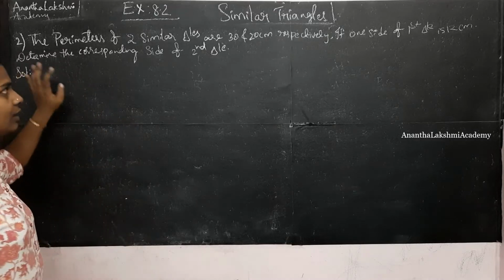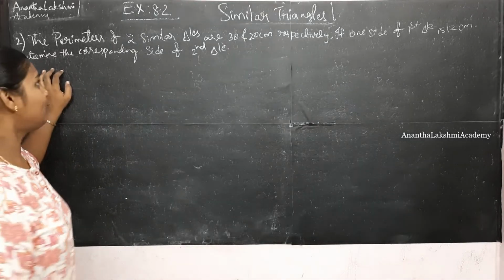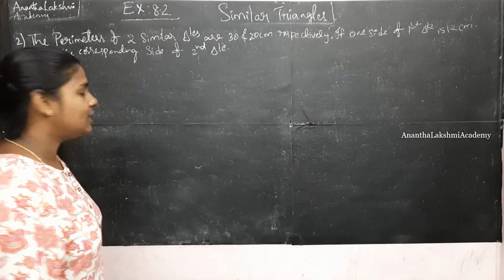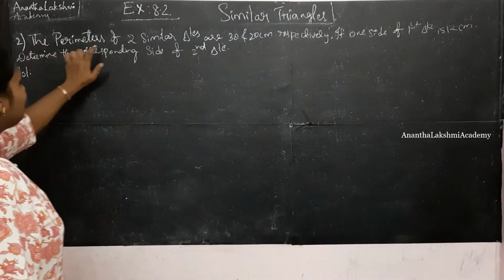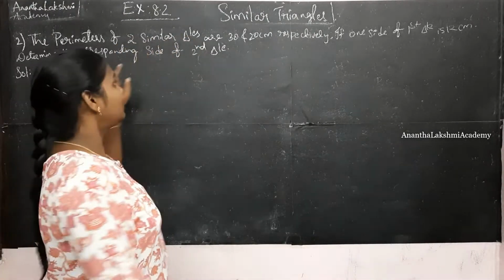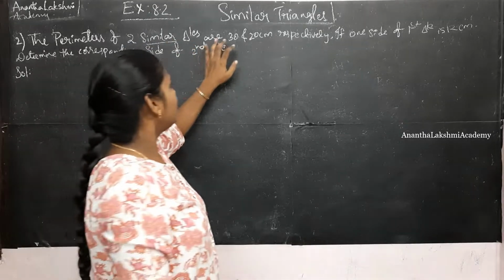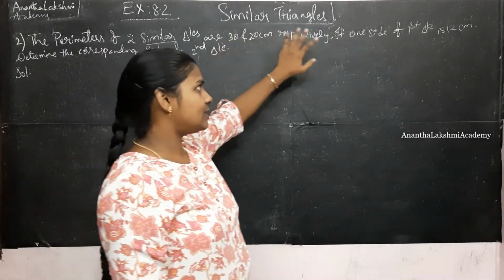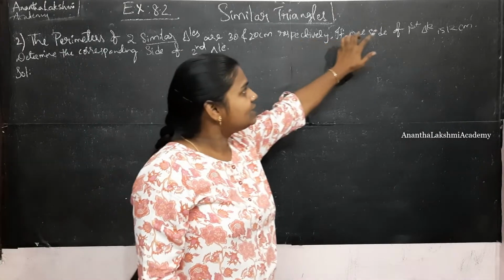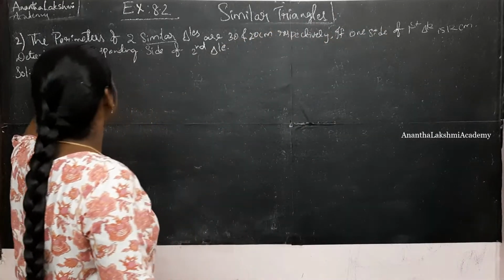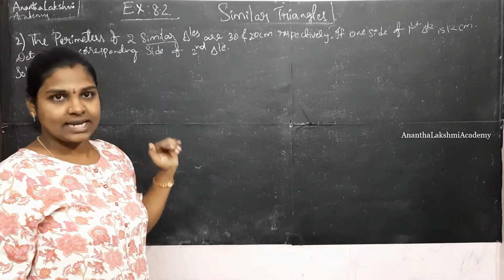Here, the second problem of exercise 8.2 is already written on the board. Let me read it for you. The perimeters of two similar triangles, here the triangles are similar, that is already mentioned, are 30 and 20 centimeters respectively. If one side of the first triangle is 12 centimeters, determine the corresponding side of the second triangle.